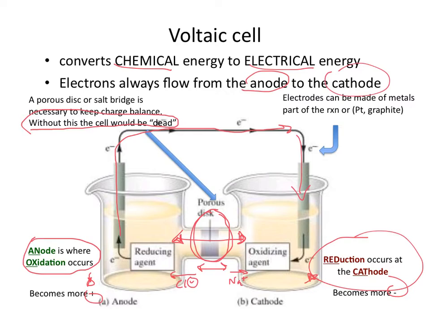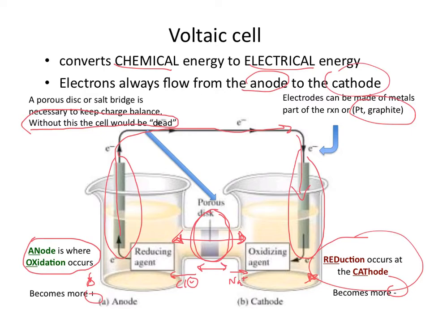Now the electrodes that we're looking at here, these are the electrodes right here, these things that we're sticking into solution. Electrodes a lot of times are made of metals that are part of the reaction, like copper or zinc. But sometimes we have things in the reaction that we're not able to make solid bars out of. In those situations, we'll use platinum or graphite as basically generic stand-ins.